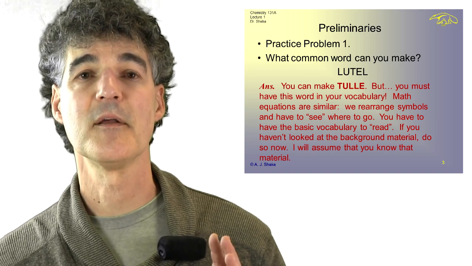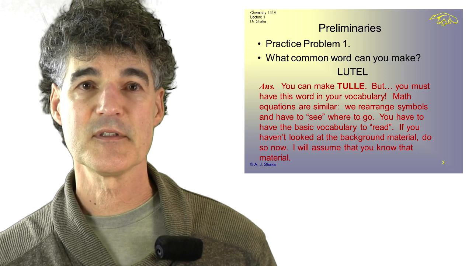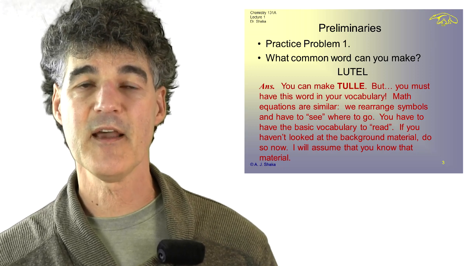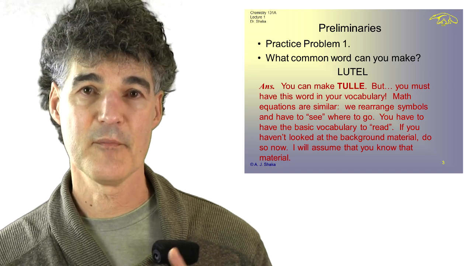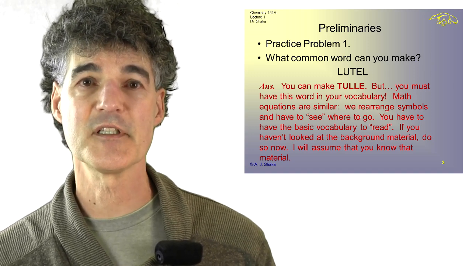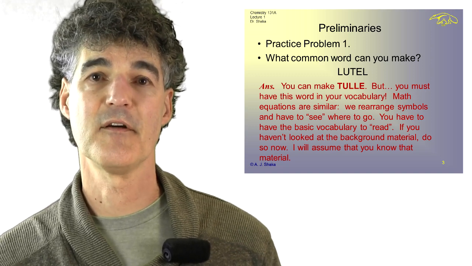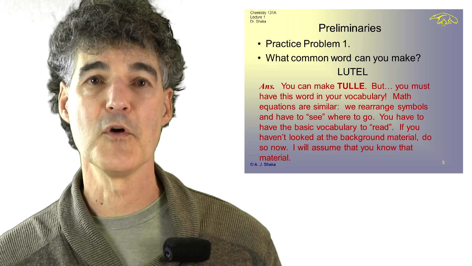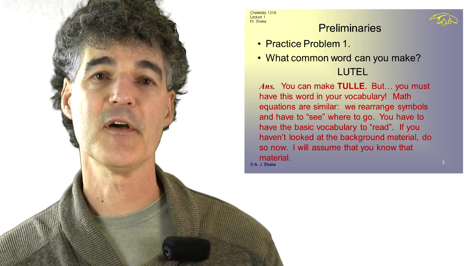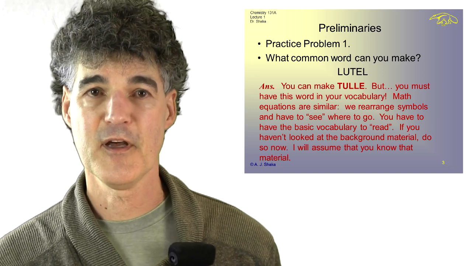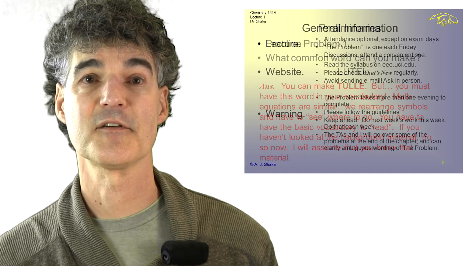Mathematical equations that we're going to be dealing with are quite similar. We have to rearrange symbols in ways that are legal, and we have to somehow see where to go. That means two things. You have to have the basic vocabulary to understand what it means, and you have to have enough background material that you know what a legal move is. I will assume that you've read the background material, the fundamentals, in the book, and if you haven't, then that's your first task right now.